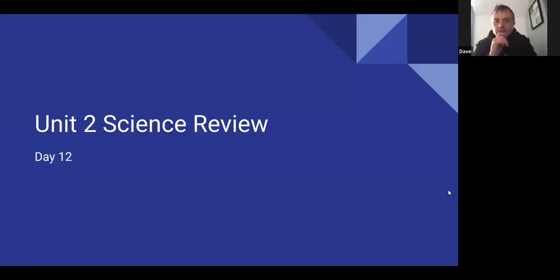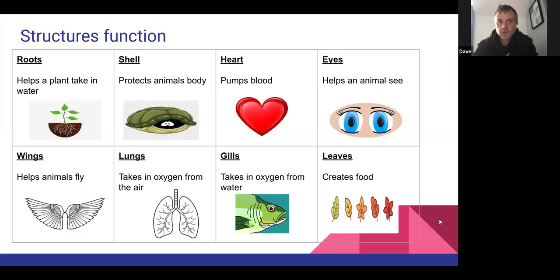All right, 207. This is what would be day 12, Unit 2 Science Review. Structures and functions. This is the part of animals and plants. The structure, so roots that help take in water. So the structure we're talking about, roots, takes in water.